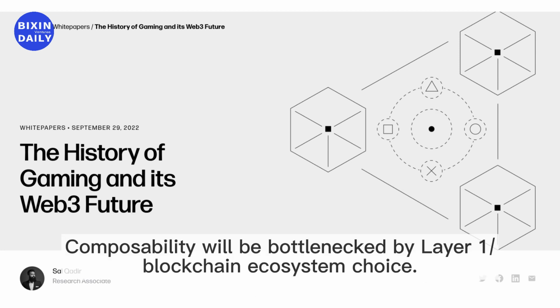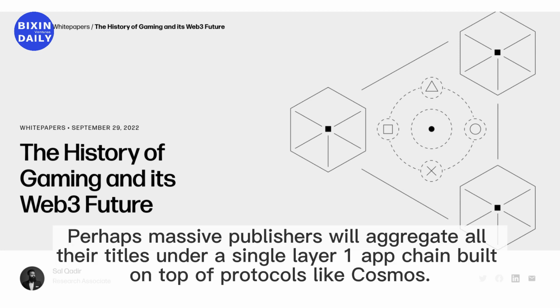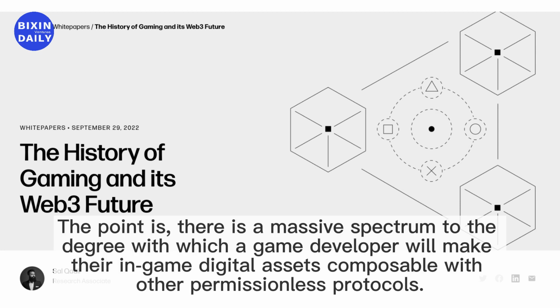Composability will be bottlenecked by Layer 1 blockchain ecosystem choice. For example, a game that issues its currency on its own Avalanche subnet will be far less interoperable than a game that deploys to Solana mainnet. Perhaps massive publishers will aggregate all their titles under a single Layer 1 appchain built on top of protocols like Cosmos. The point is, there's a massive spectrum to the degree with which a game developer will make their in-game digital assets composable with other permissionless protocols.